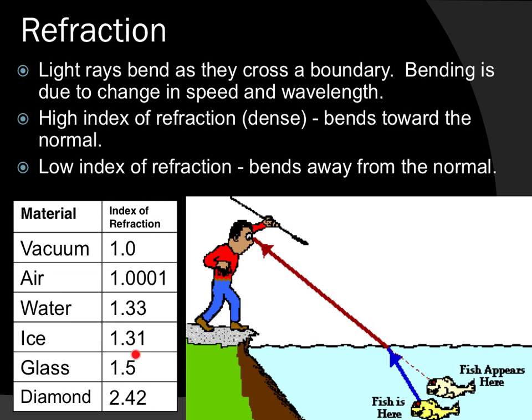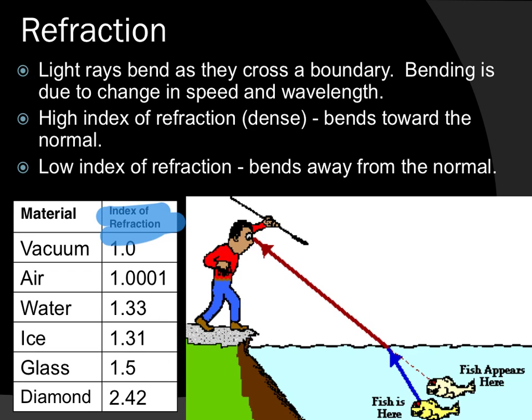Here are some values for what we call index of refraction. Index of refraction is a measurement of how much the light gets bent. Now in a vacuum, the index of refraction is 1. There's no bending. And in air, it's 1.0001. There's minimal bending there. But in water, it's 1.33. You get a significant change in direction. In ice, it's about the same.